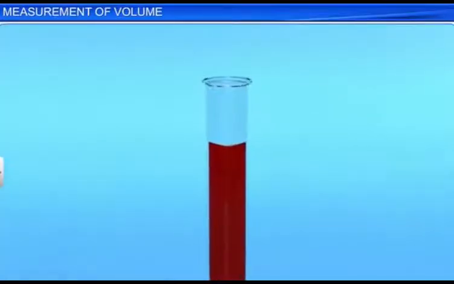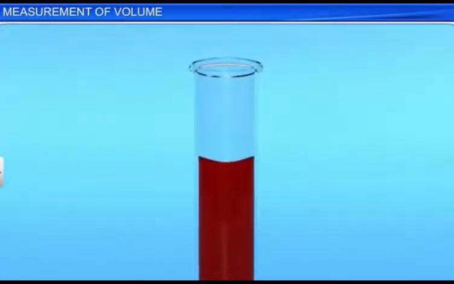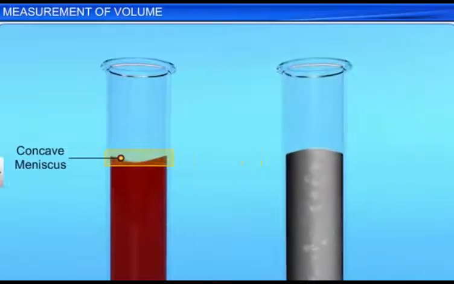When we take a liquid in a narrow tube, it forms a curved surface. The curved surface is called meniscus. The surface of all liquids, except mercury, curves downwards. This is called concave meniscus. On the other hand, the surface of mercury curves upwards, which is called convex meniscus.